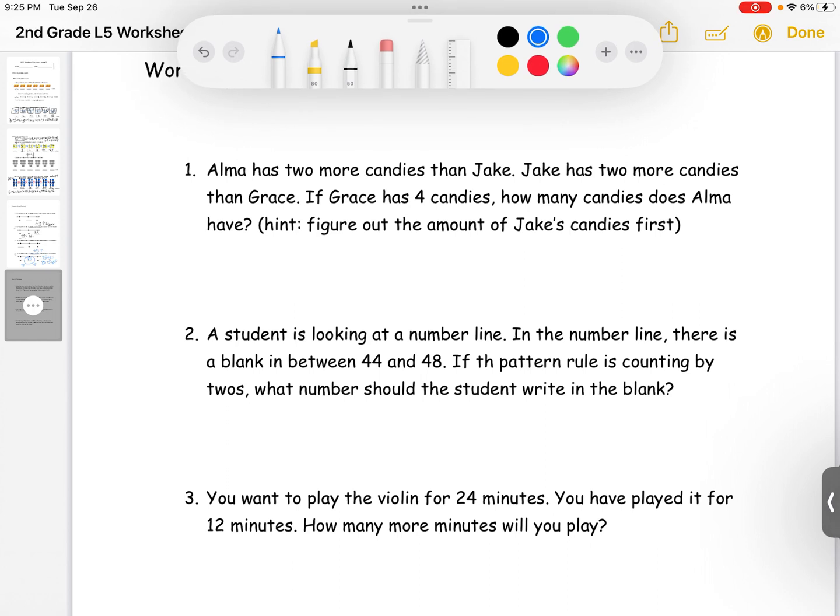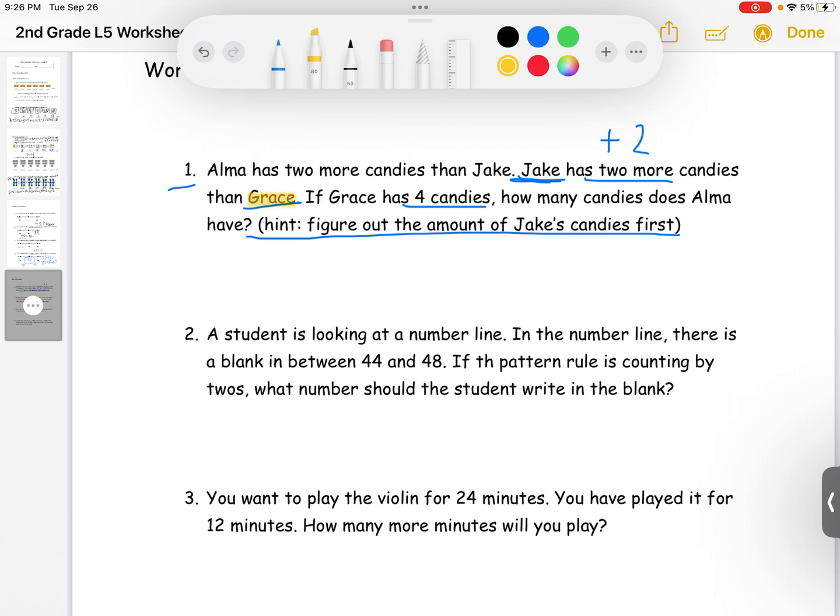Let's do number 1. Alma has 2 more candies than Jake. Jake has 2 more candies than Grace. If Grace has 4 candies, how many candies can Alma have? Hint: figure out the amount of Jake's candies first. So the hint tells us to figure out how many candies Jake has. So we know that Grace has 4 candies, and we also know that Jake has 2 more, which is plus 2, than Grace.